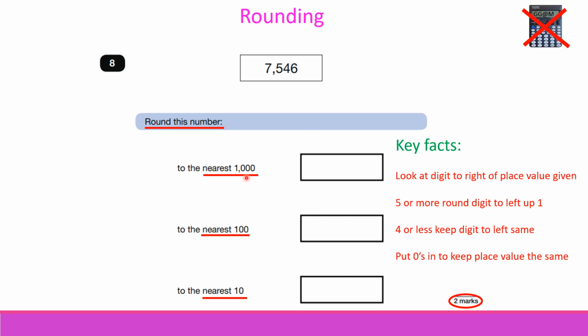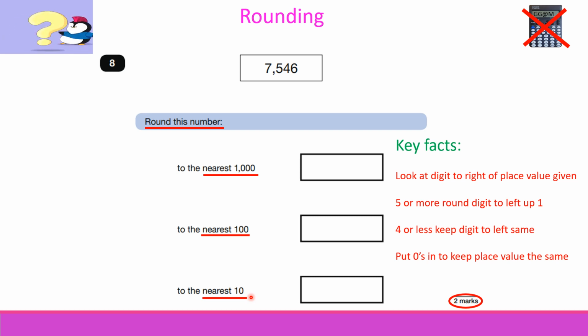So the first answer here will have 3 zeros at the end. The second answer will have 2 zeros. And the last answer will have 1 zero afterwards. Press pause, have a go at working out the answer, and then press play when you're ready to hear the answer. Well done, guys. Hopefully you managed to come up with some great answers.